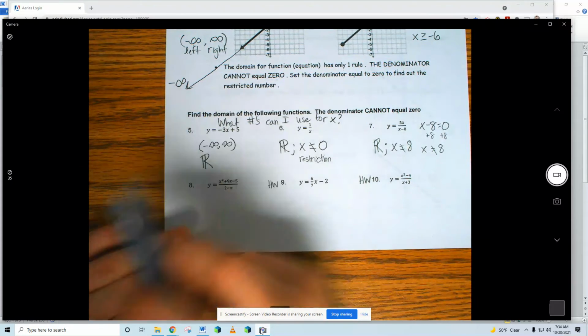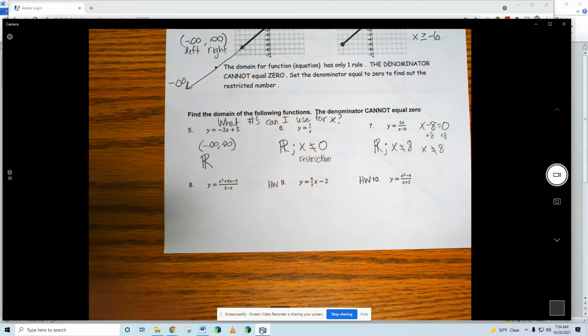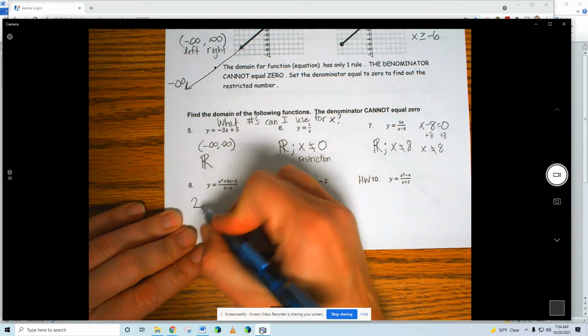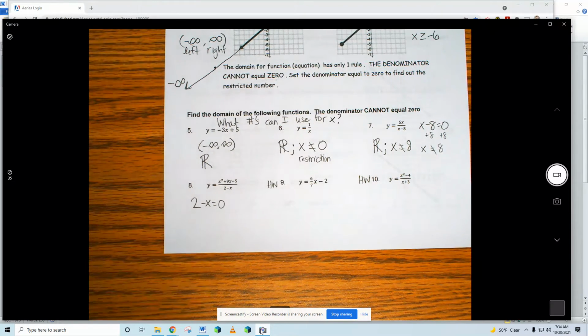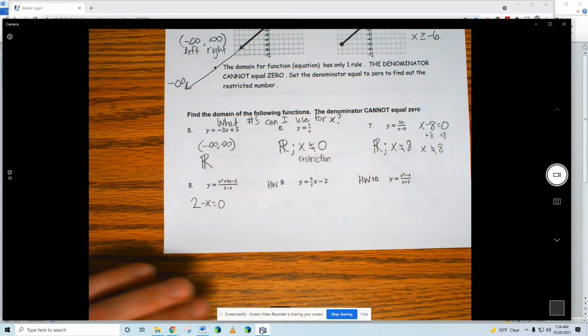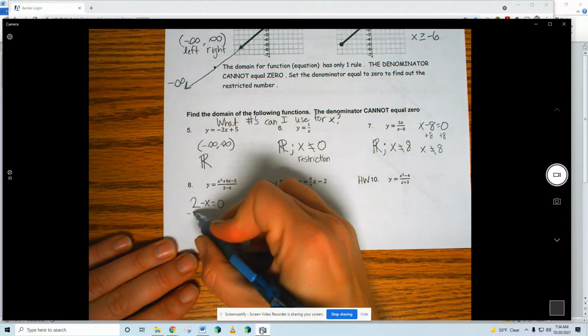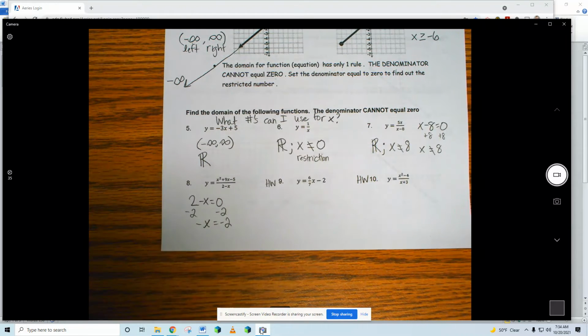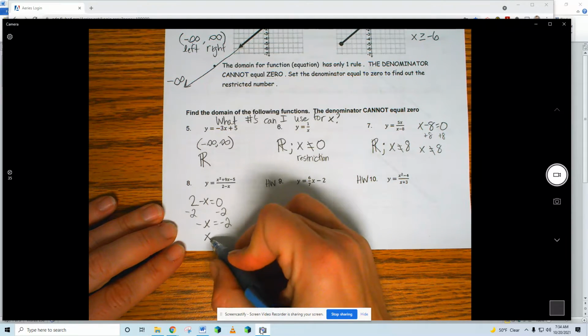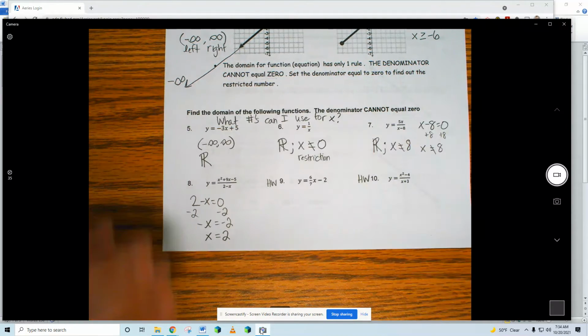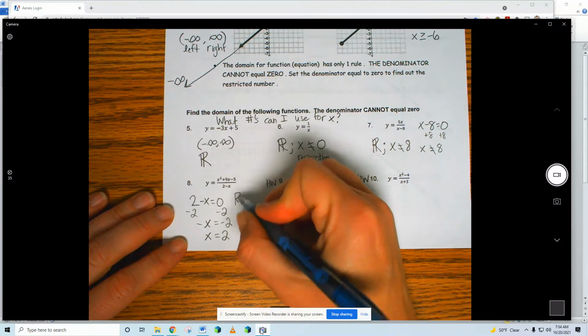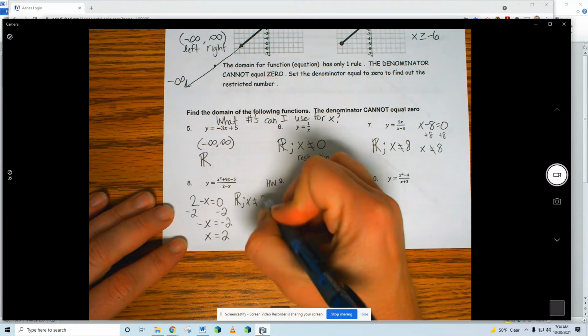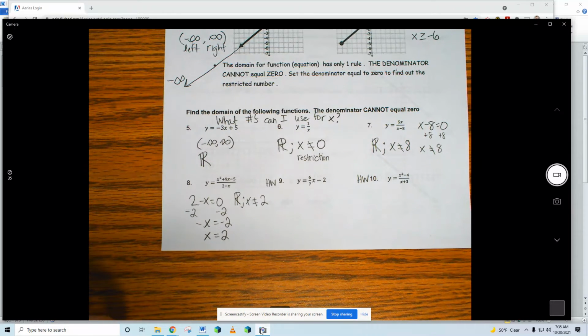All right, number 8. 2 minus x. I cannot have 0 in the denominator. So set the denominator equal to 0. This is a weird one because I have to subtract 2. Then I need to get rid of the negative sign. So x cannot be 2. All real numbers, however, x cannot equal 2. And you'll need to do 9 and 10 for homework. It's not too hard.